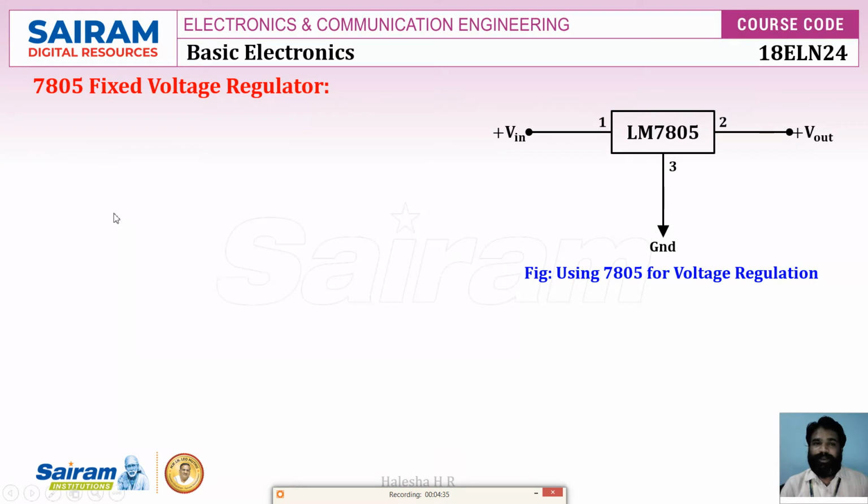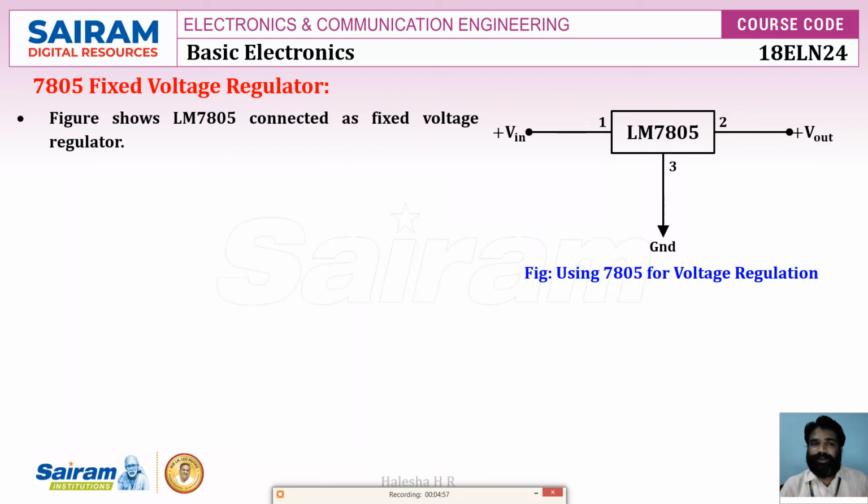So now we'll see how we use this as a regulator. We consider the 7805 fixed voltage regulator. This is the simple circuit diagram. This is the voltage regulator. Input Vin is applied to pin number 1 and we take output from pin number 2, and 3 is the ground.